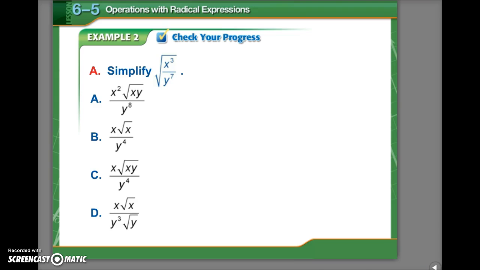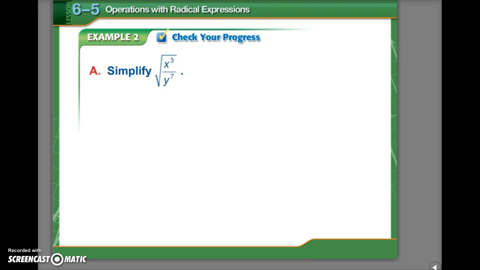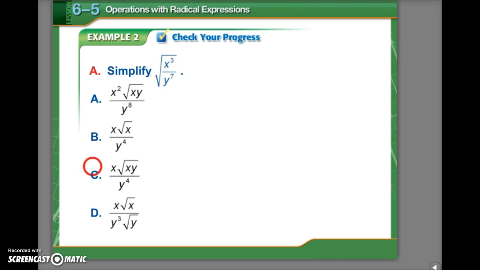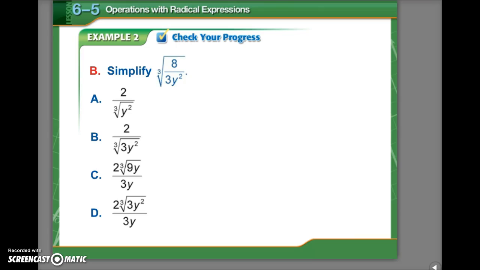Okay, here's one for you to check your progress on. Pause the video as long as you need to solve this, and then when you have your answer, come on back and advance to the next slide. And our answer to part A is letter C. We're going to do a part B also. We've got a cube root for this one. Pause the video as long as you need. When you have your answer, come on back and go to the next slide.